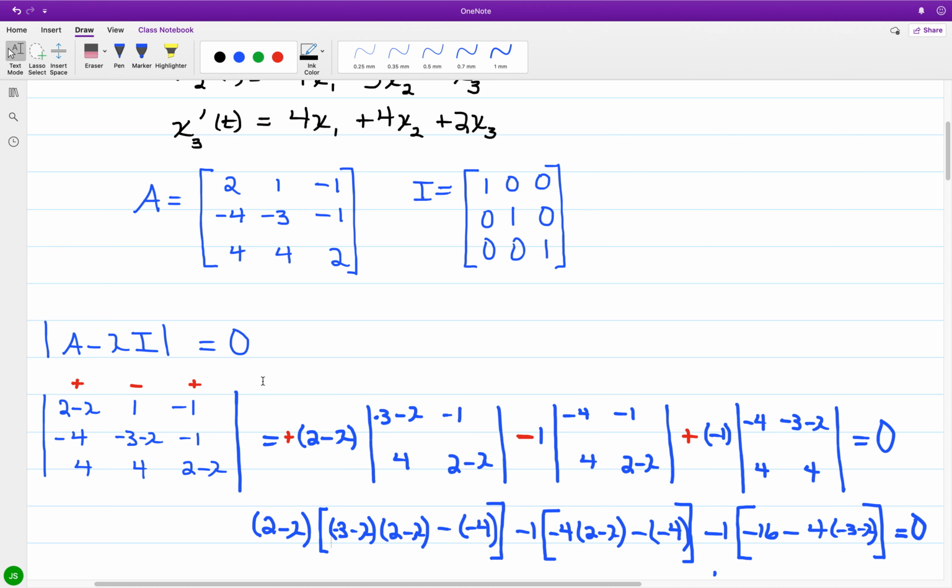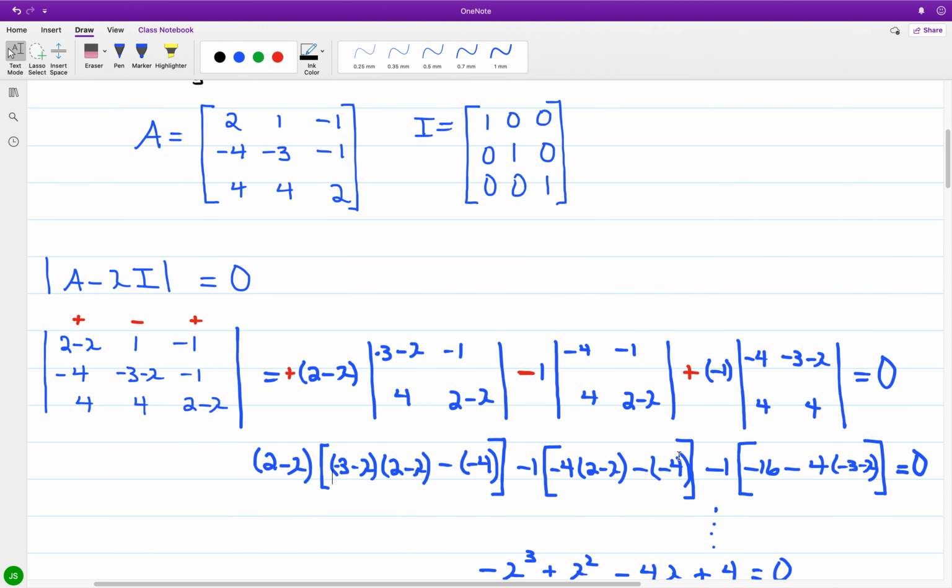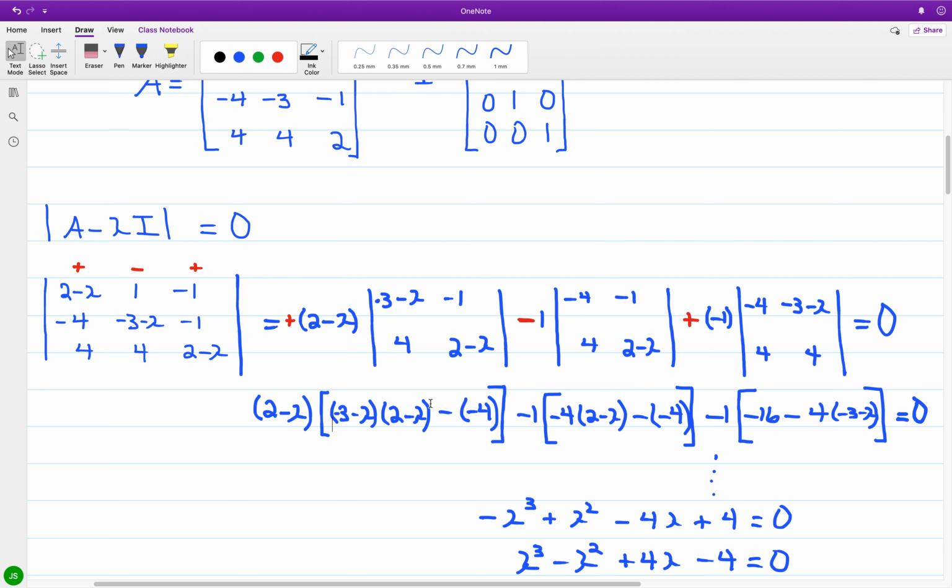And then crossing over, we have plus, and in the last column we have the heading negative 1, forming a 2x2 determinant from the elements that do not exist in the top row or the last column. I have negative 4, negative 3 minus lambda, 4, and 4. And carrying out, we have 2 minus lambda times the 2x2 determinant, again this collection.